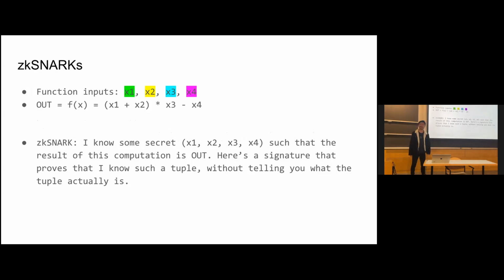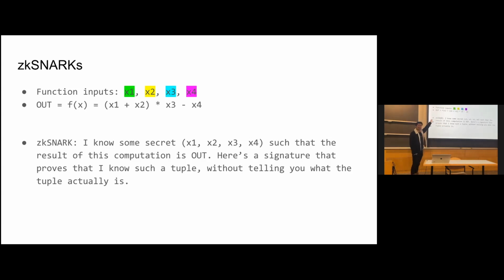So the first function that I want to look at is this very simple toy function, f of x, which takes in 4 inputs, x1, x2, x3, x4, and computes x1 plus x2 times x3 minus x4. So what does a zkSNARK proof for this function mean in plain English? Well, suppose I've got some number over here, out. The zkSNARK says, I know some secret tuple x1, x2, x3, x4, such that the result of x1 plus x2 times x3 minus x4 is out. And here's basically a proof, almost like a signature of that computation, that proves that I know such a tuple without telling you what the tuple actually is.